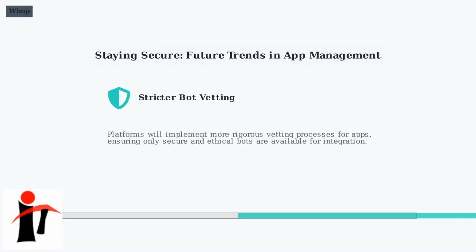Stricter bot vetting processes are also on the horizon. As privacy regulations like GDPR and CCPA gain importance, platforms will require more thorough security audits for apps before they can be listed. This will lead to a 20% growth in certified, Whop-approved bots that guarantee easy removal and data protection.